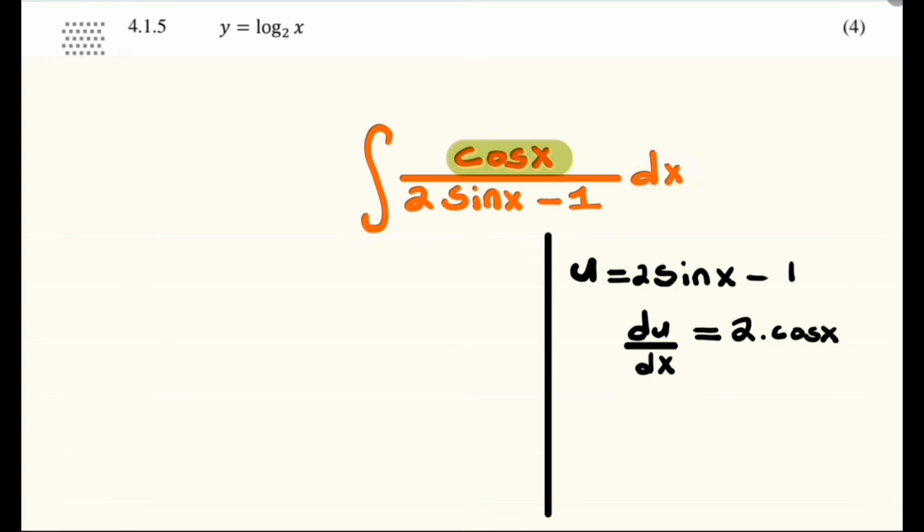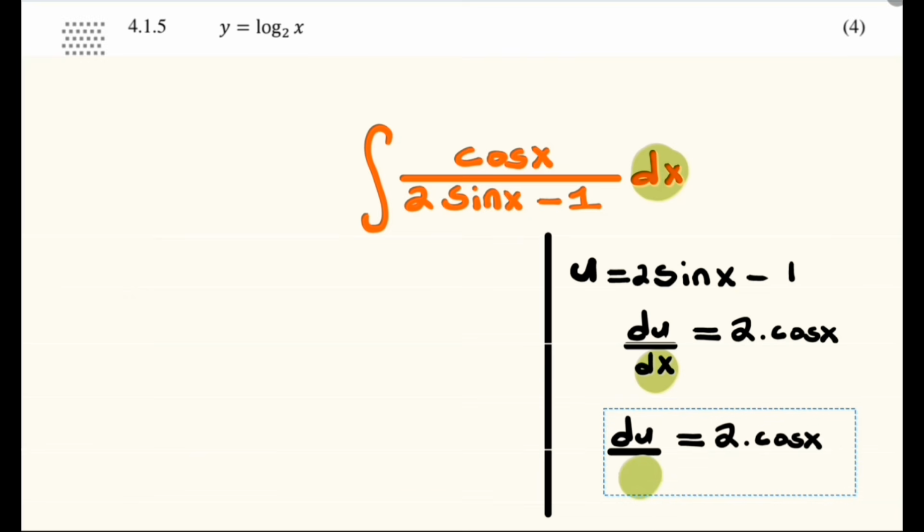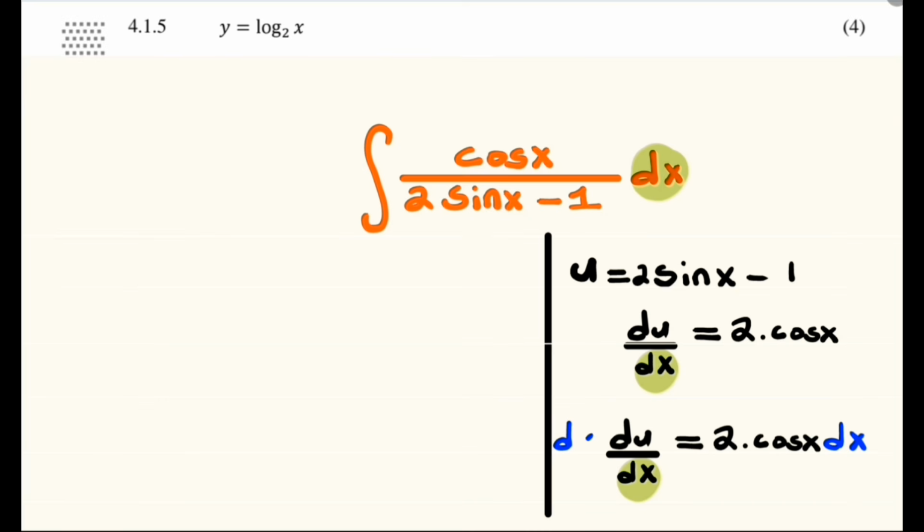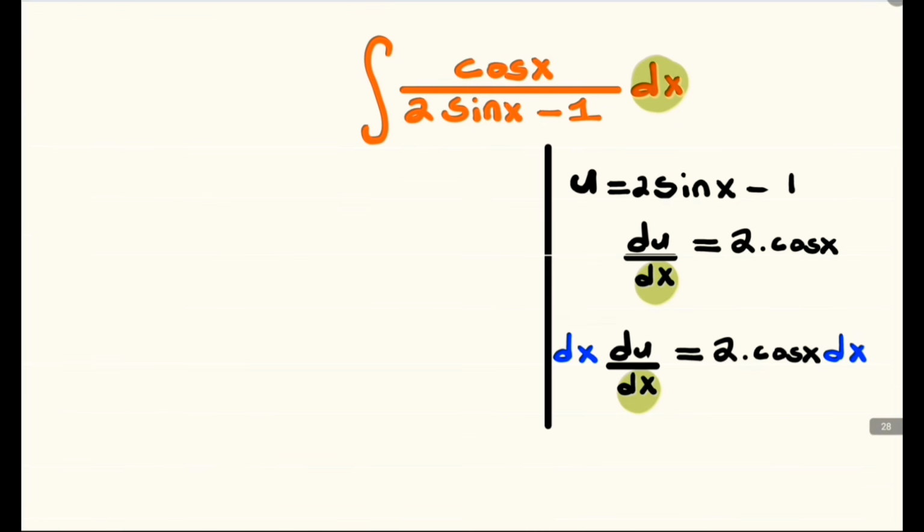So that cos x dx, we make it the subject of the formula and substitute it into our integral. We start by removing that dx from the denominator. So we multiply both sides of the equation by the dx so that the dx can be cancelled, and our du will be equal to, remember that dx and that dx will cancel out, and du will be equal to 2 multiplied by cos x multiplied by dx.